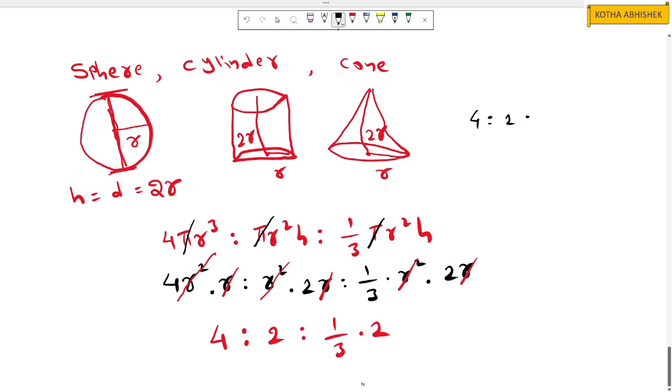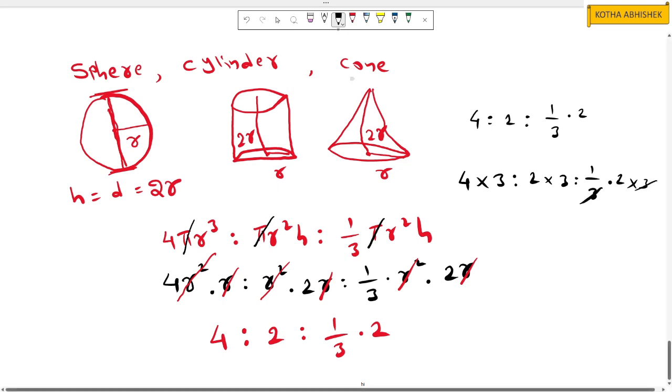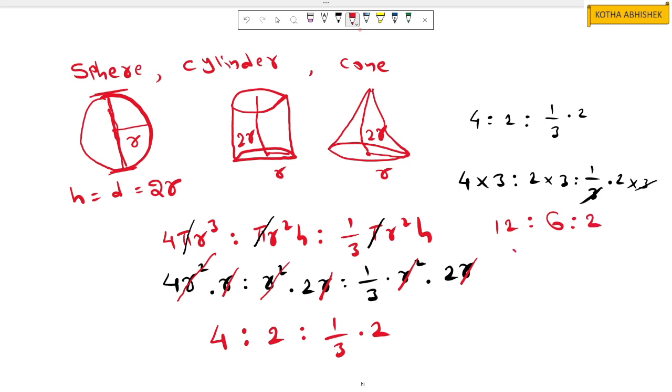4 is to 2 is to 1 by 3 into 2. Here in the denominator 3 is there, right? So to remove that denominator 3, I'll multiply everything by 3. So we will get 4 into 3 is to 2 into 3 is to 1 by 3 into 2 into 3. So here this 3 will get cancelled now. Now moving further to the calculation part. 4 3s are 12 is to 2 3s are 6 is to 1 2s are 2. Let us do simplification still. 2 6s are 12, 2 3s are 6, 2 1s are 2. So the volumes of sphere, cylinder and cone are in the ratio 6 is to 3 is to 1.